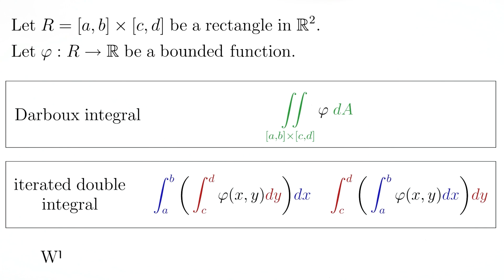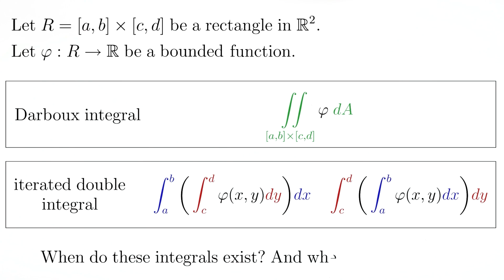Now, when do these integrals exist, and when are they equal? Surprisingly, one of them can exist while the other 2 do not. We are not so concerned with these kinds of counterexamples. Fubini's theorem, on the other hand, describes when these integrals do exist and are equal. Our goal is to interpret this theorem in terms of our cheese.